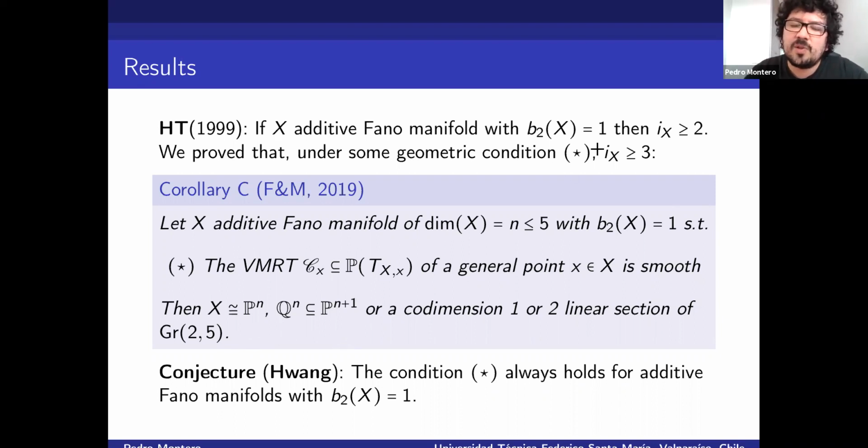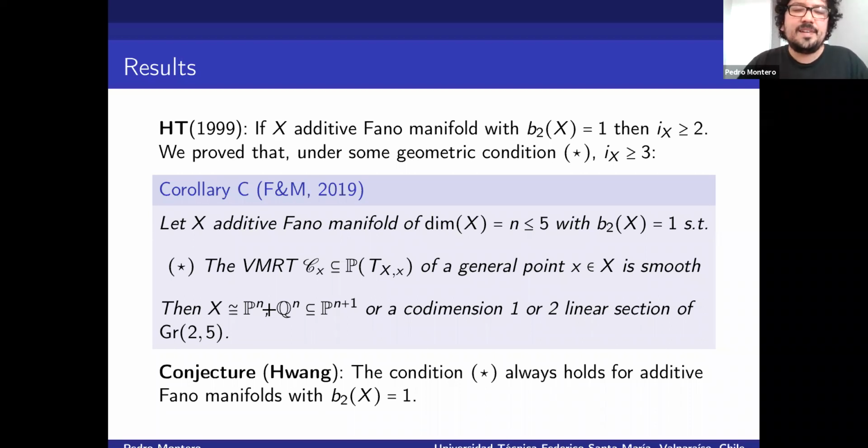So this is also another way to recover the result of Hassett-Tschinkel, modulo checking this geometrical condition. But here you can recover in a more uniform way, if you want, the fact that the only threefold compactifications of GA3 of Picard rank 1 are P3 and the quadric.